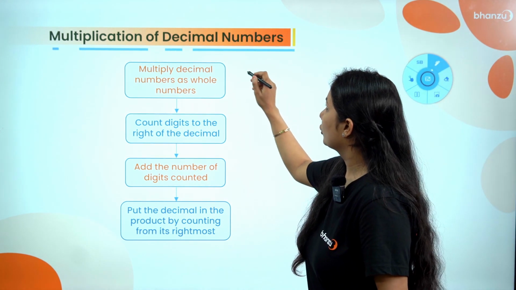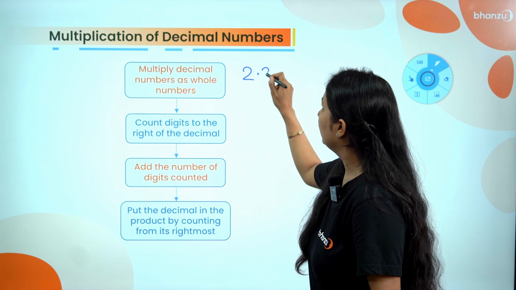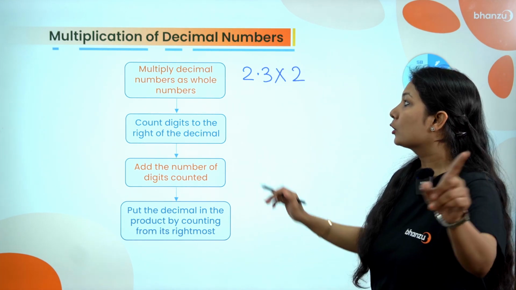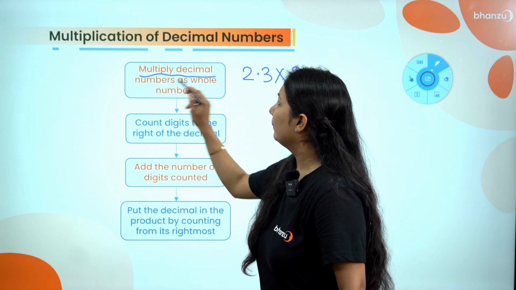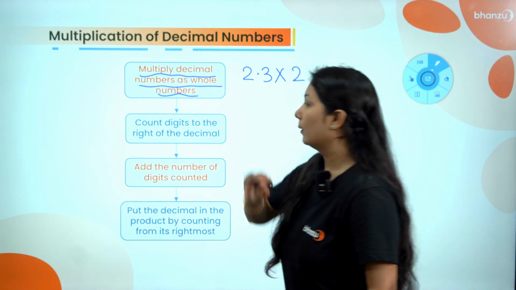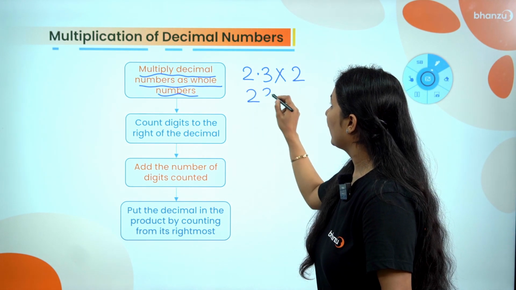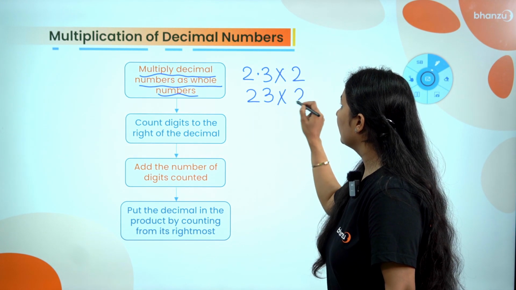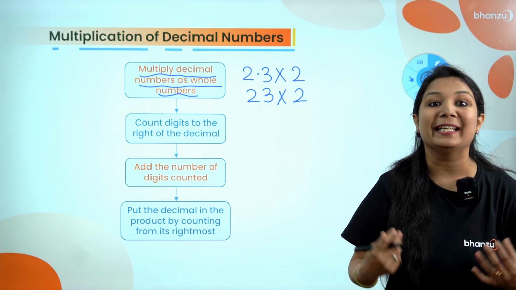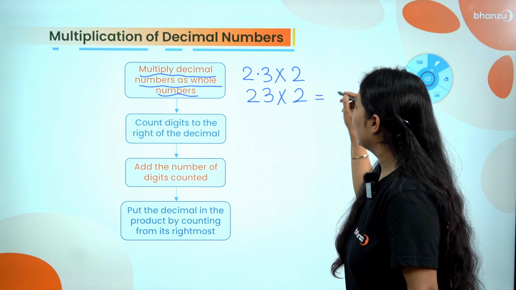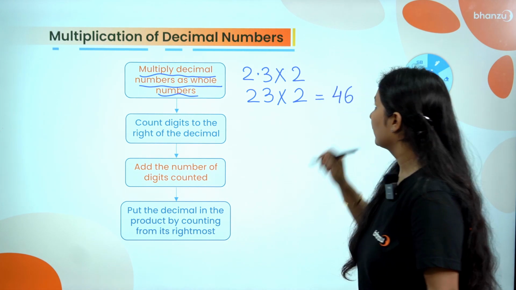Suppose you have a question as 2.3 into 2, right? So here we have a decimal. What does the first step say? Multiply decimal numbers as whole numbers. So what are we going to do? We are going to remove the decimal for the time being. So the question becomes 23 into 2, right? Now what's the answer to it? The answer to it is 46.